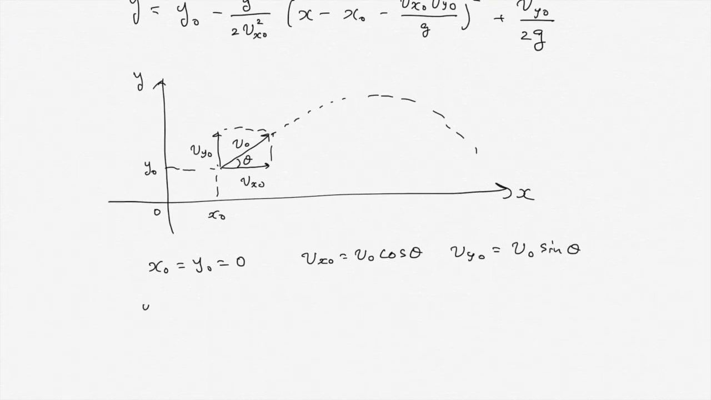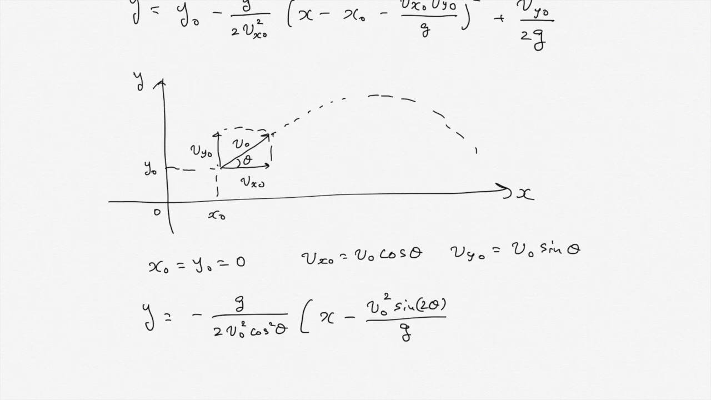It becomes y equals minus g over 2 v sub 0 squared cosine squared theta times (x minus v sub 0 squared sine 2 theta over g) squared, plus v sub 0 squared sine squared theta over 2g. You should remember the double angle formula for the sine.